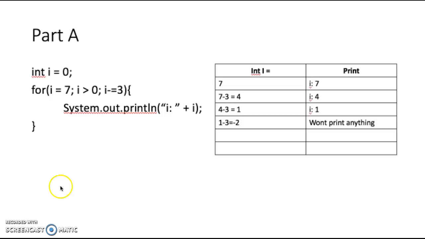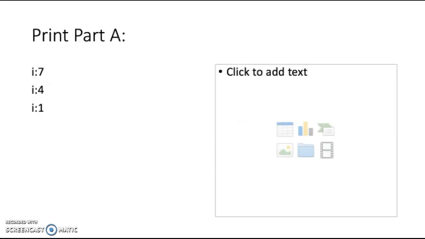Then we run it again, and our number goes from 4 down to 1 because we did 4 minus 3. Then we print out I colon 1. The last time that this loop runs, 1 minus 3 is negative 2, and because negative 2 is less than 0, we will not print anything. I found that making a chart is extremely helpful to follow all of the different places. So we print part A like this.